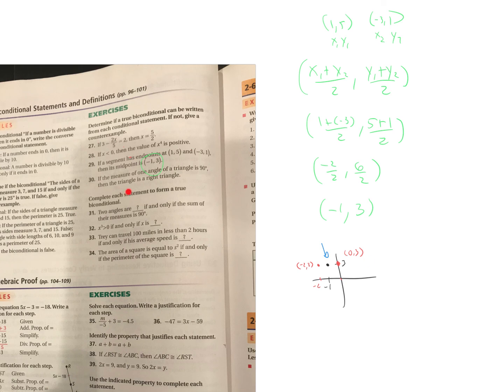Problem number 30. If the measure of one angle of a triangle is 90, then the triangle is a right triangle. So that actually is true. All it takes for a triangle to be a right triangle is if one of the angles is 90, and the converse would actually be true as well. If a triangle is a right triangle, then by definition the measure of one angle in the triangle happens to be 90. Okay, so I don't feel like I need to write that. That's something that you can just see.